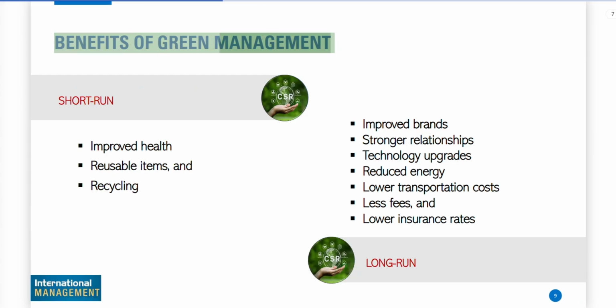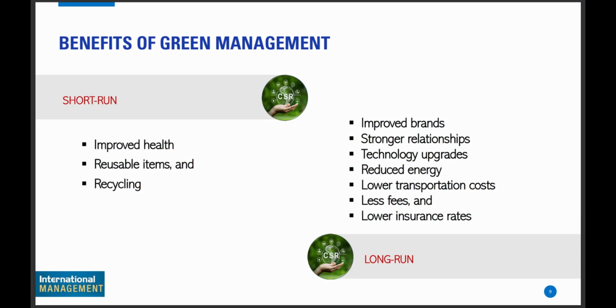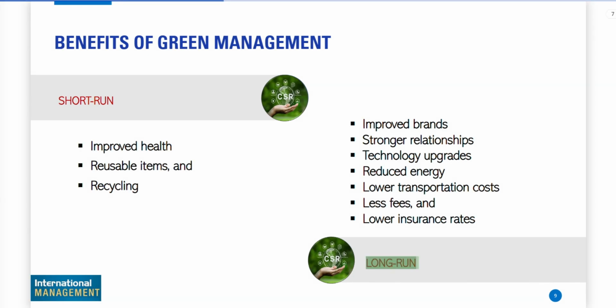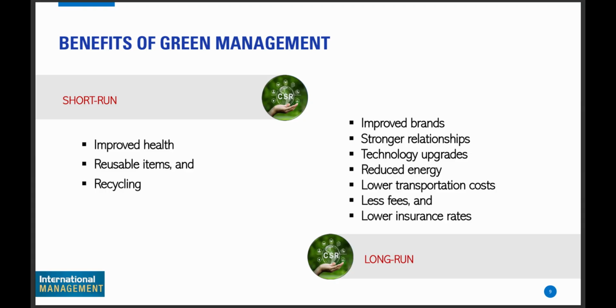Benefits of green management. Short run: improved health, reusable items, and recycling. Long run: improved brands, stronger relationships, technology upgrades, reduced energy, lower transportation costs, less fees, and lower insurance rates.